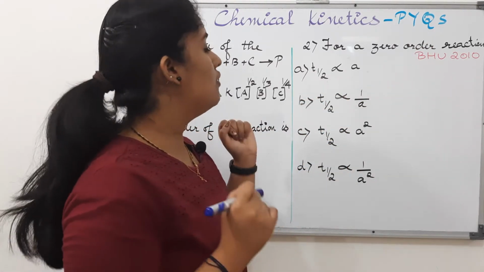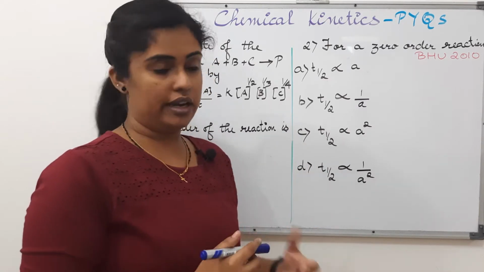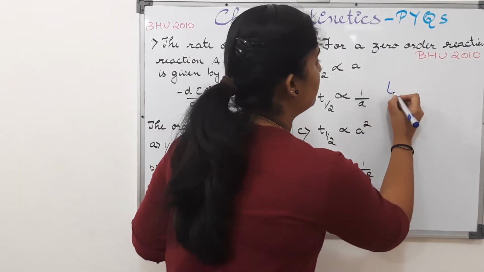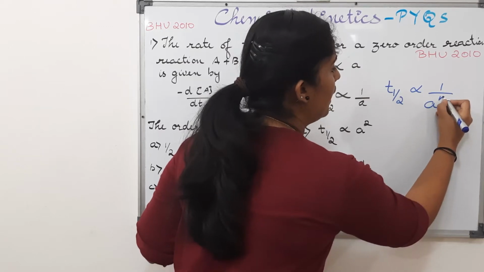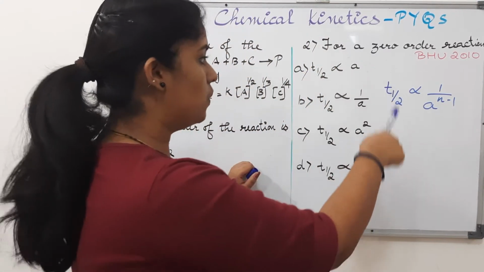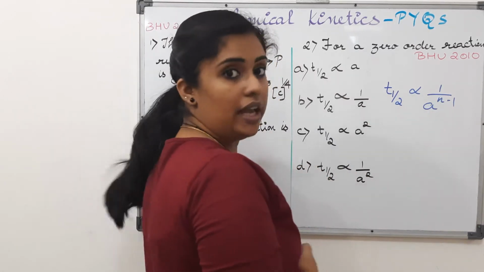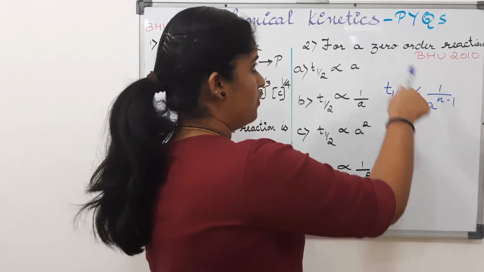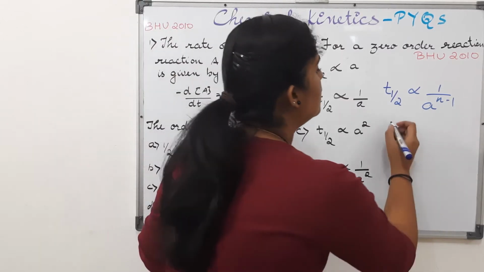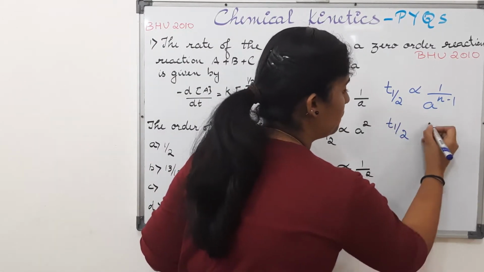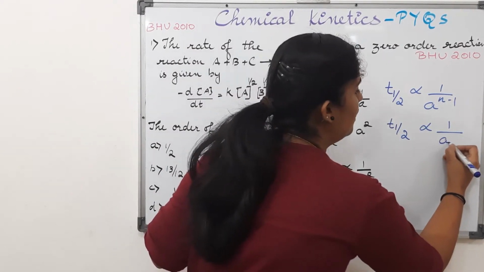For this, if you remember, when we learned about the general equation for T half for any nth order reaction, we did see that T half is proportional to 1 by A power n minus 1. And in our case, for this question, n equals 0. It's a zero order reaction, n is 0. So just put n value as 0. So my T half turns out to be proportional to 1 by A power 0 minus 1, which is minus 1. A power minus 1.